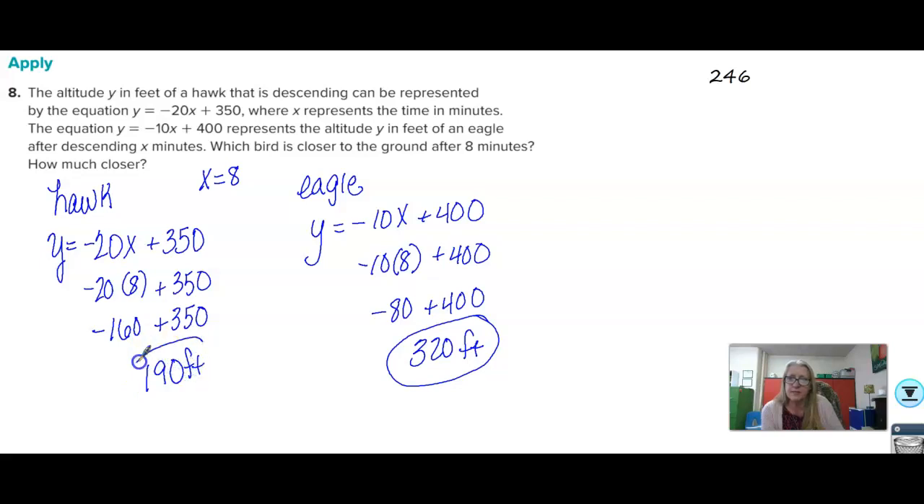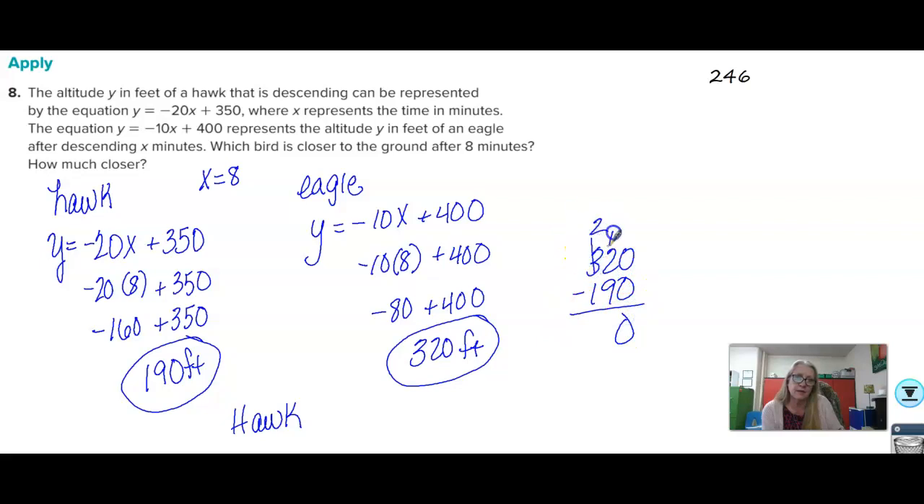feet above the ground. So which bird is closer to the ground? Well, the hawk is, and by how much? We just have to subtract 320 minus 190. 130 feet. Okay. Pretty fun.